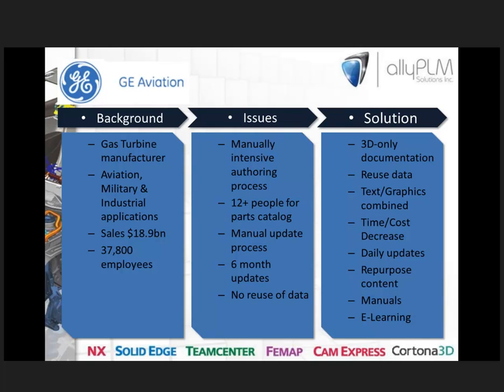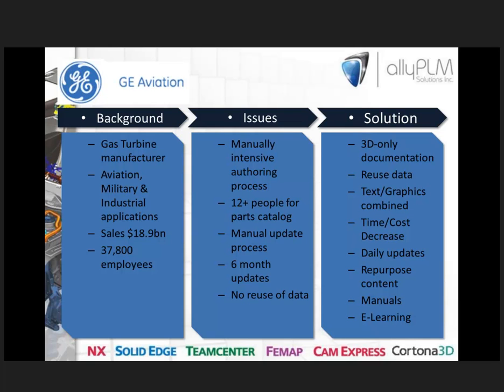Just quickly, there's a quick case study on GE Aviation. You're probably mostly familiar with a jet engine. That's what GE does: gas turbines and jet engines for military and industrial applications. They had a manually intensive authoring process. They were using about 12 people to generate that parts catalog. They had a problem with updates. They could never keep it up to date when there were changes to it. They have a large number of airlines that they need to provide that information to.